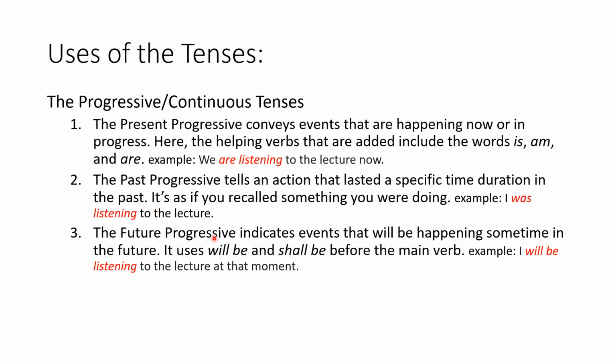Third, the future progressive tense is used to indicate an event that will be happening sometime in the future. It uses the helping verbs will be and shall be before the main verb. Example, I will be listening to the lecture at that moment. So this is an action that will be taking place sometime in the future.